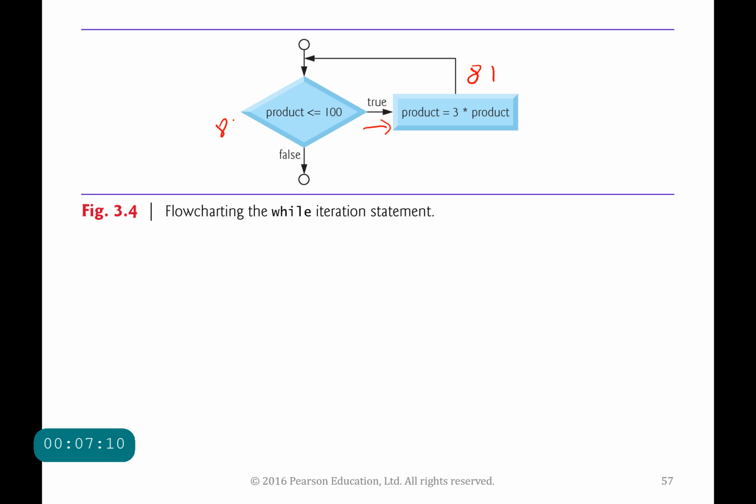So come back here for the third time, and then we multiply 81 by 3, which I believe is 243. And then we come here and we check, well, is 243 less than 100? Well, actually less than or equal to 100? Well, no, it's not. So then we come down here and we go to whatever statement we have after the body of the if statement. So we come down here.